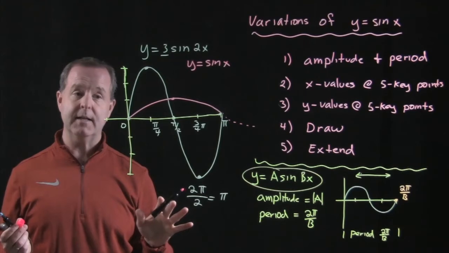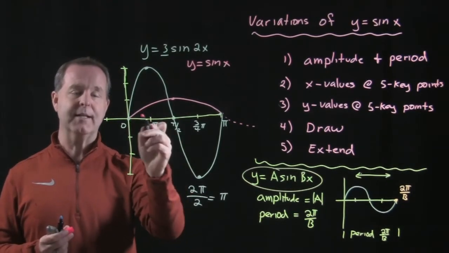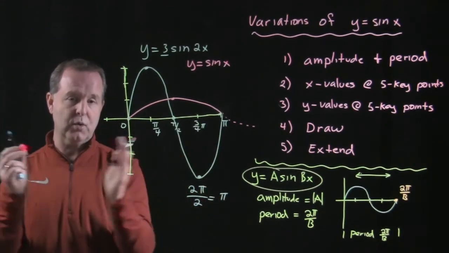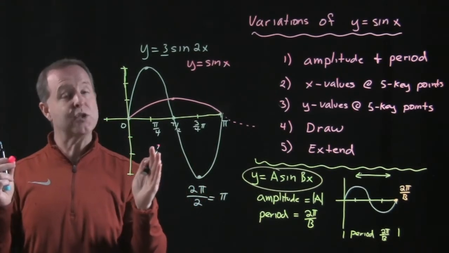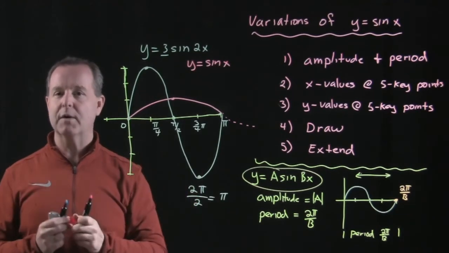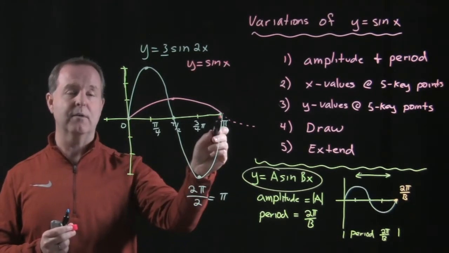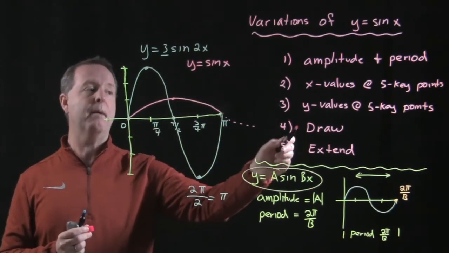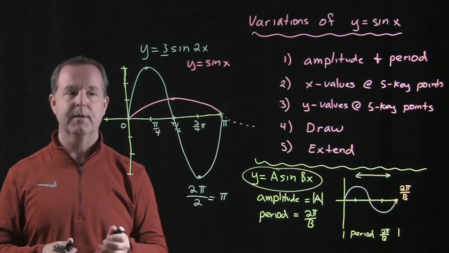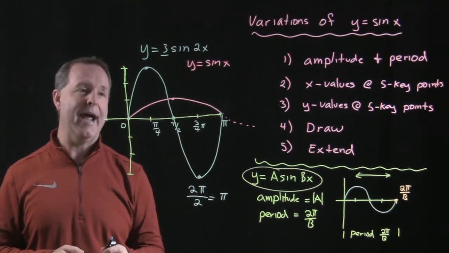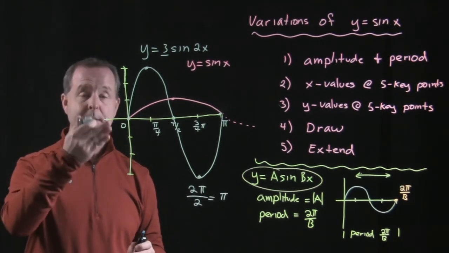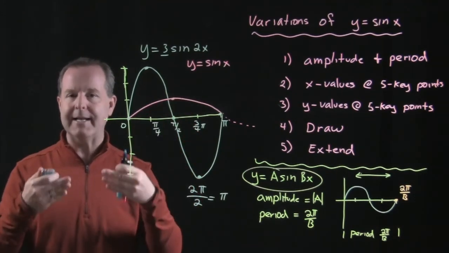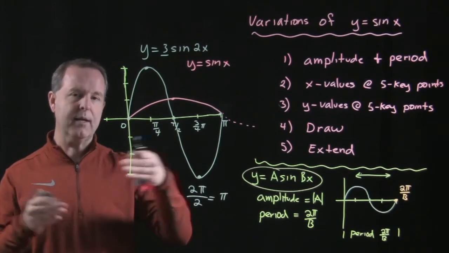So do you see the differences here? Maybe from this you can see that the 2 does shrink the graph along the horizontal axis, so it completes a full cycle by the time it reaches pi. The normal graph takes a full 2 pi to complete a cycle. Because of that, we can see that the graph has shrunk. And that's a good idea: every time you graph one, graph y equals sine of x on top of it, so you have a better idea how it's changing vertically or horizontally.